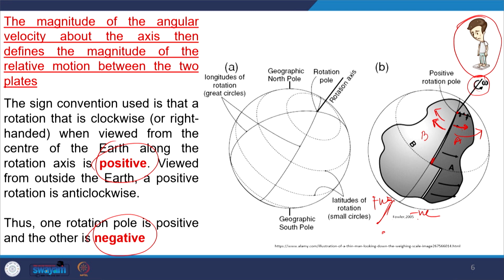So, I want to say on the surface of this earth, if this motion is anti-clockwise, this point is called positive pole, and if it is clockwise, this point is called negative pole. And how much it will be separated depends upon the angular velocity, the magnitude of this angular velocity.